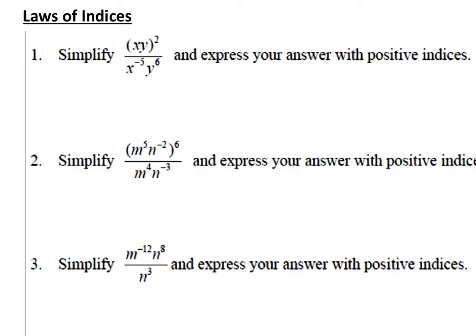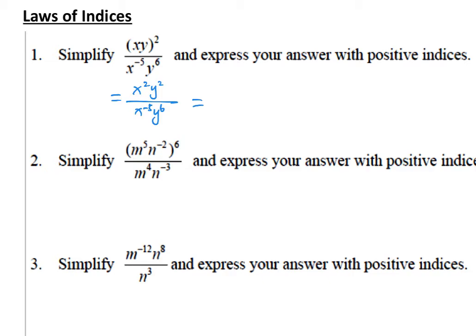There's a bracket. Inside the bracket, you have x and y. When you remove the bracket, all the variables inside the bracket you need to raise to power 2. So the first step is x to the power 2, y to the power 2, and the denominator, you just copy it down.